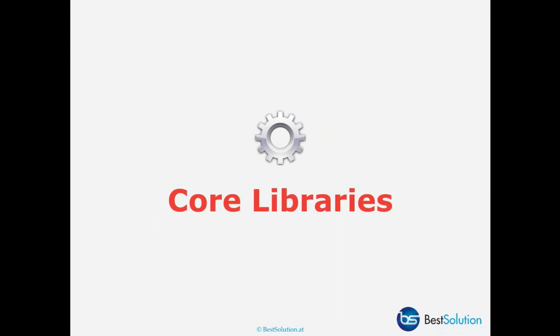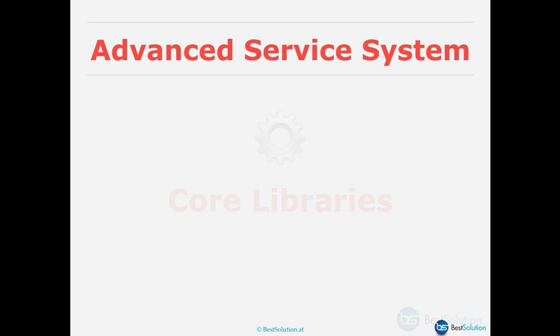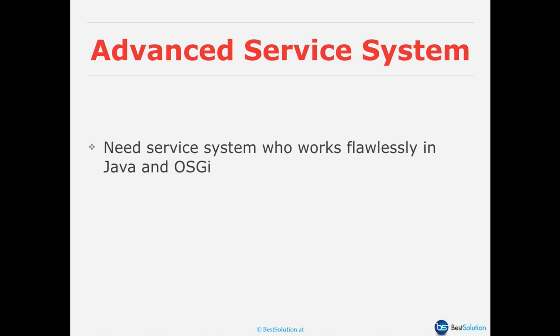Let's take a look at the core libraries and what's in there. First, you have this advanced service system. We need a service system that works inside and outside of OSGi, because we make use of the services already in our basic controls, and we want that service system to run in OSGi and outside of OSGi.